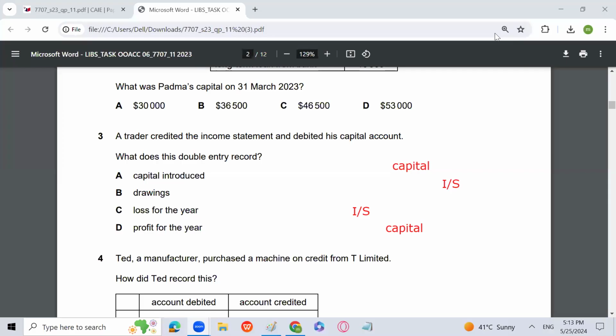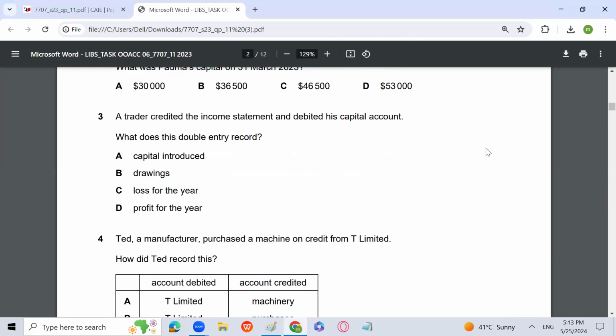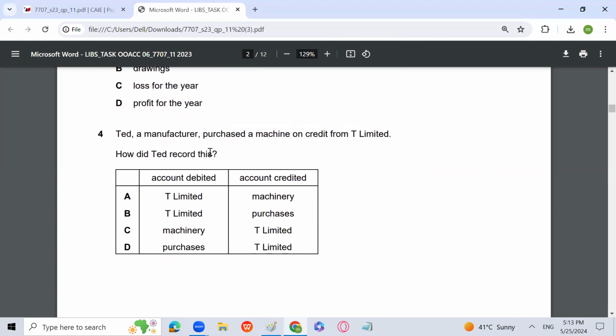So next thing. The fourth MCQ is that TED, a manufacturer, purchased a machine on credit from T Limited. How will TED record this? Very simple question. Machinery will be debited and T Limited is going to be credited.